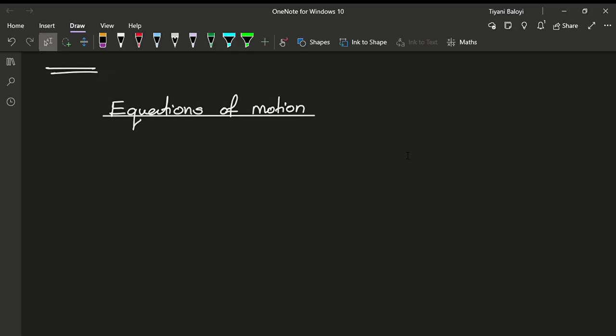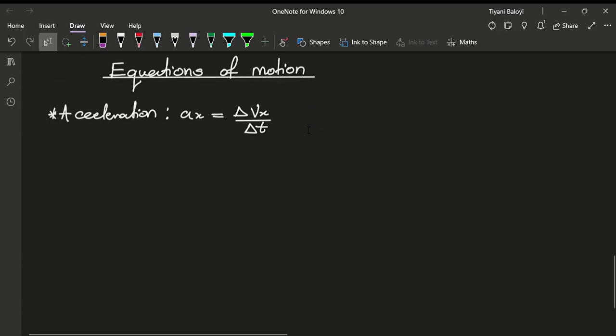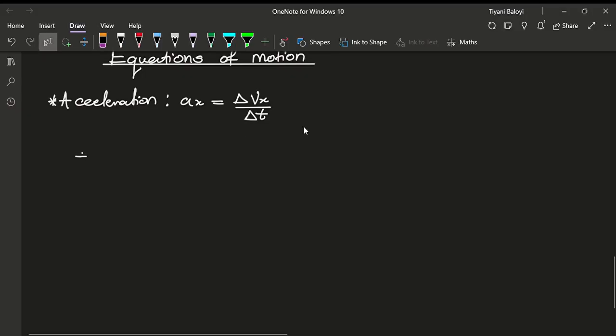So let's just continue and look at part 2, which is equations of motion, right? Let's start with something very important before we get to equations of motion. We last ended on acceleration. We described acceleration as the rate of change of velocity, so this is ax, which is the change in vx over the change in time. We have different types of acceleration. We have positive acceleration.